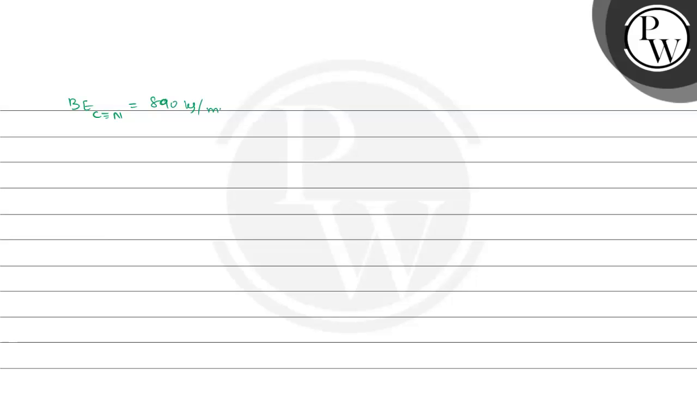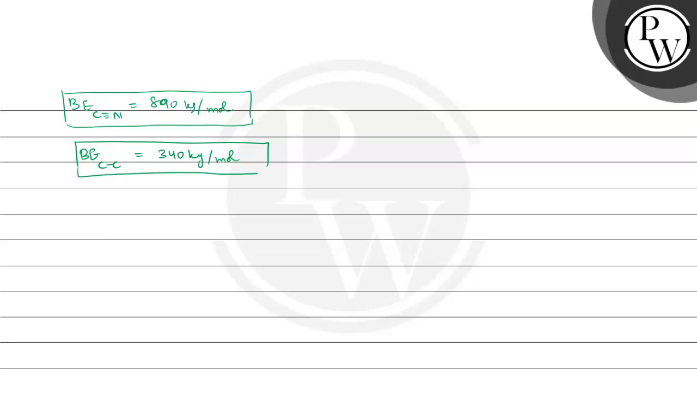kilojoule per mole. So this is the bond enthalpy of C triple bond N, and the bond enthalpy of C single bond C is equal to 340 kilojoule per mole. This is the required answer, and I hope you understood the concept well. Best of luck.